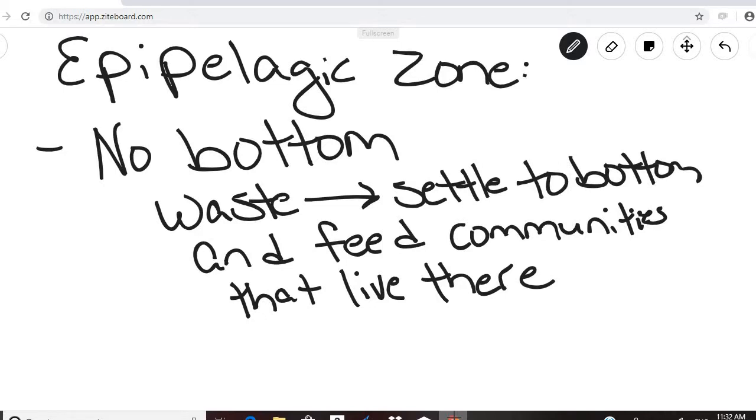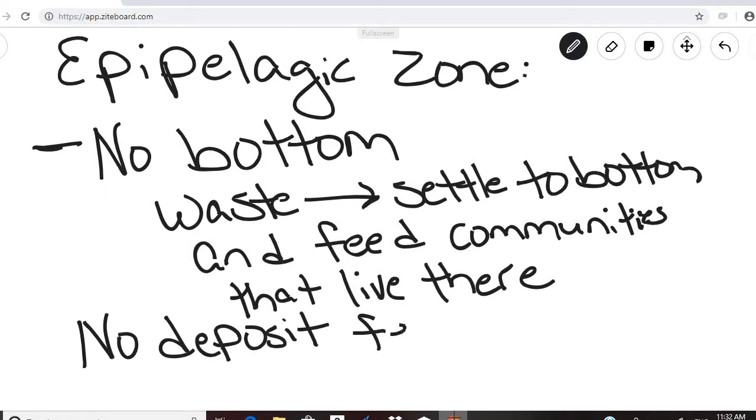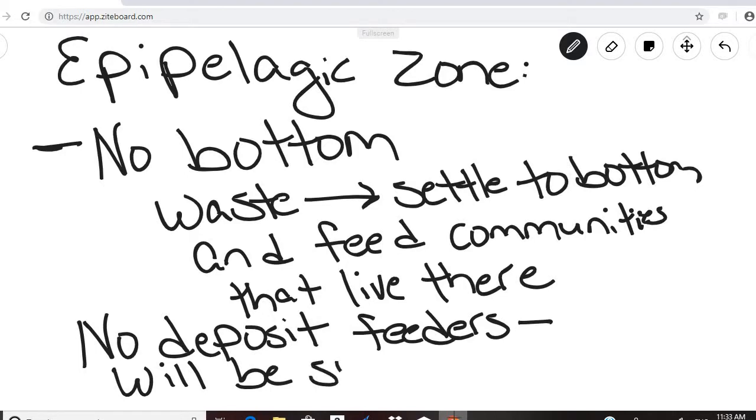So, in other words, in this area, because there's no bottom, there are going to be no deposit feeders because nothing gets deposited in this area. So no deposit feeders will be in this area, but there will be suspension feeders. We talked about both of those terms last module.